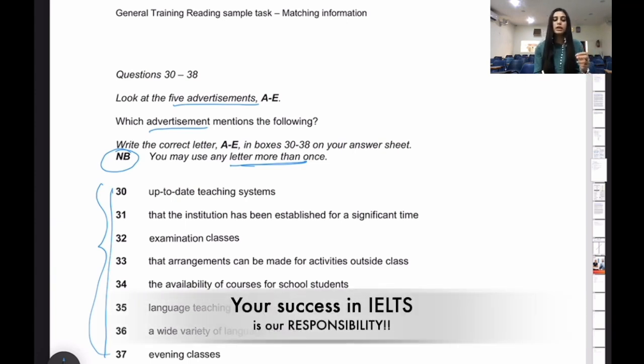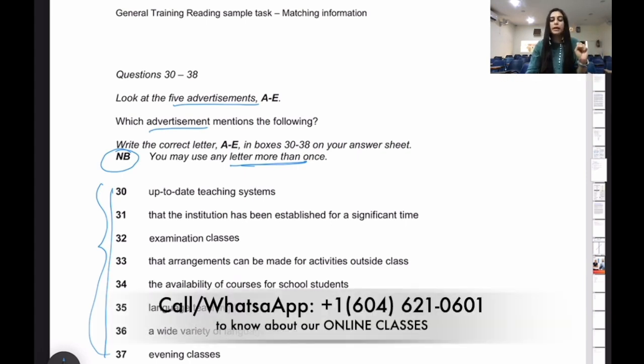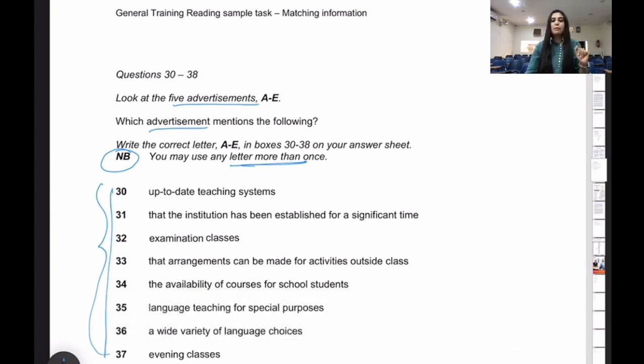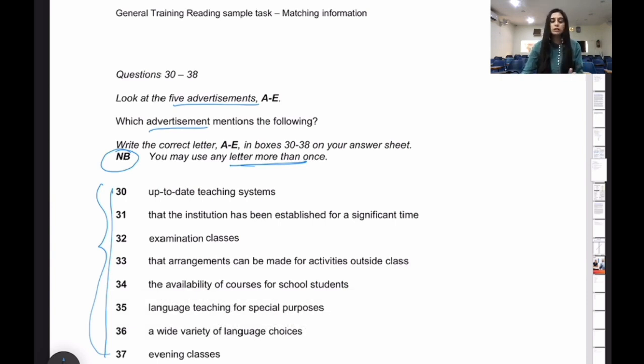There could be two statements from 30 to 37, or four statements, or any number of statements that could have been picked up from the very same paragraph. It could be A, it could be B, it could be C, it could be any paragraph. So let's read four at a time, chunk them, and then look for the answers in the passage.